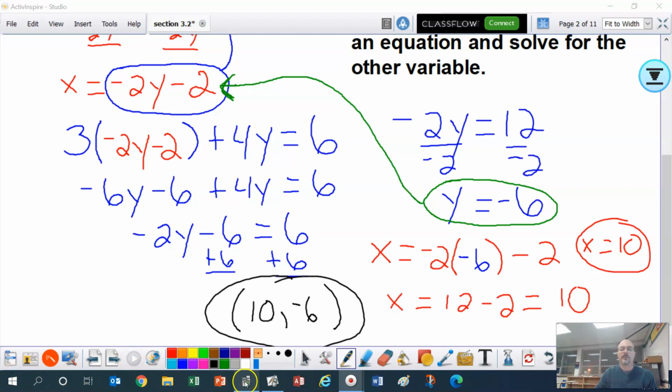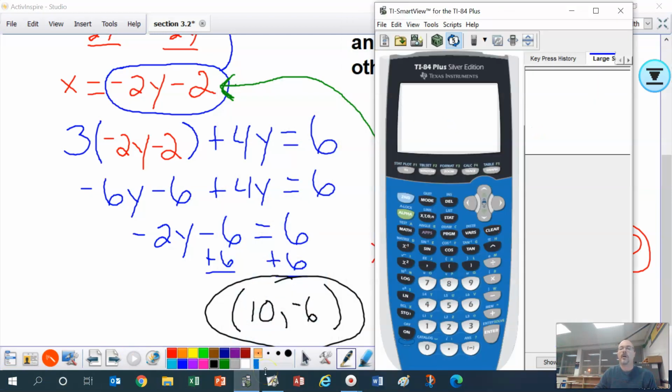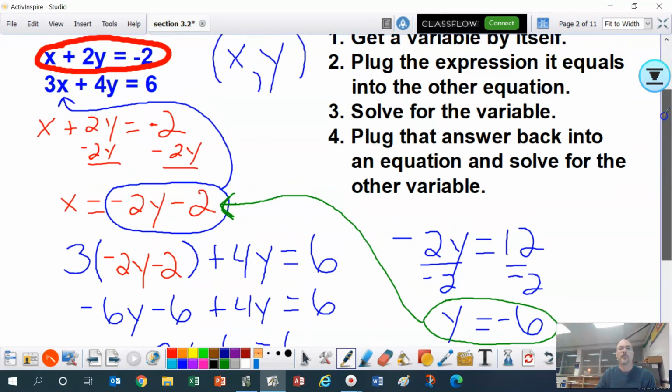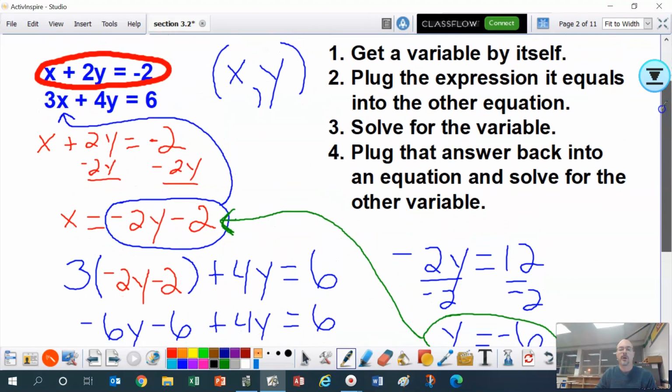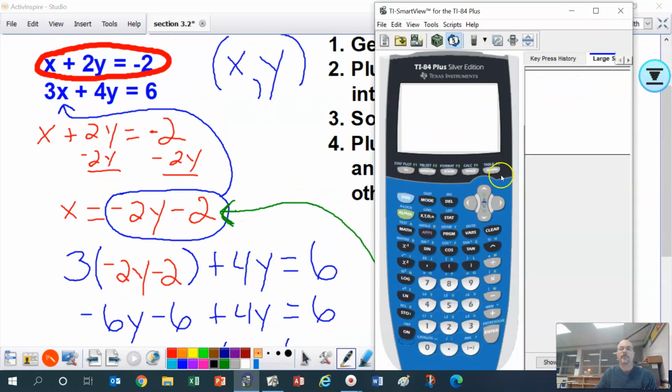All right, so let me demonstrate that with the calculator here. I can make sure that this is the right answer. So let me pull this calculator up, okay? And again, I have 10, negative 6, okay? I'm going to go back here to the original problem. All right, so here we go.